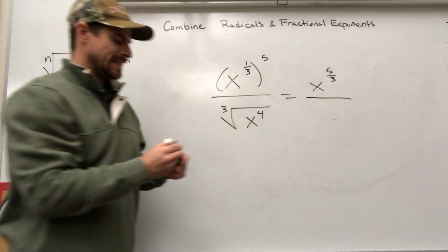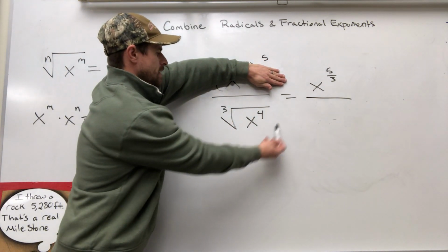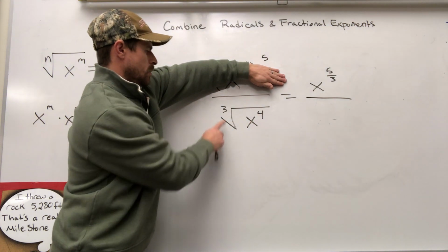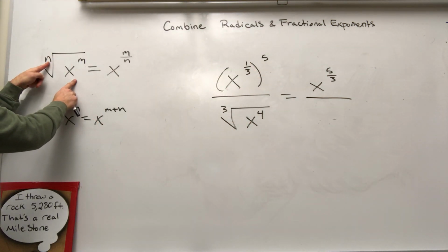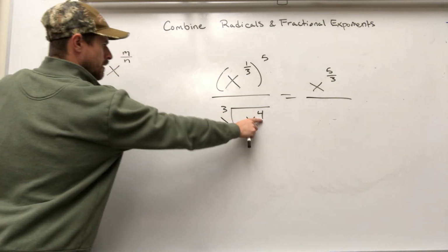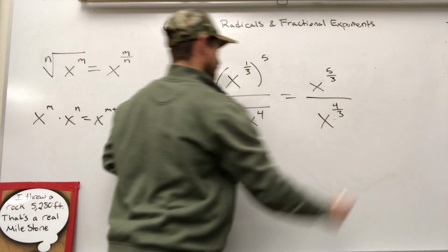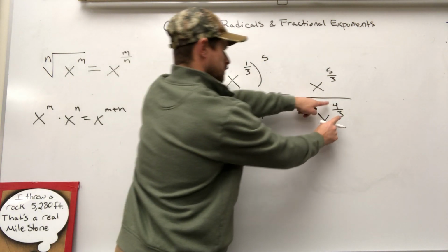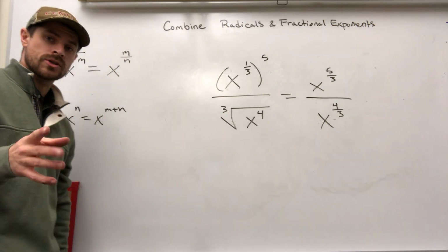Now I want you to completely ignore the top. Act like it's not even there. You're only being asked to simplify this. Okay? Well, look at cube root. Because it's a 3, 4 goes on top. See it? Okay.